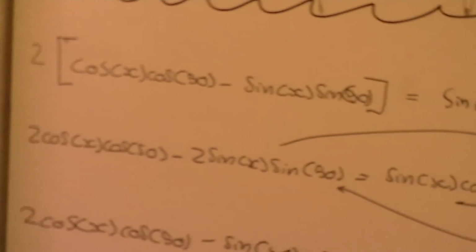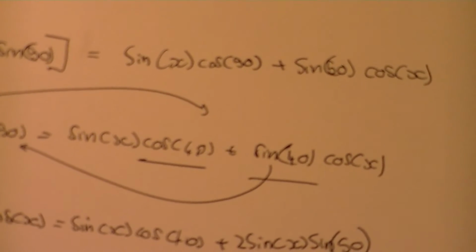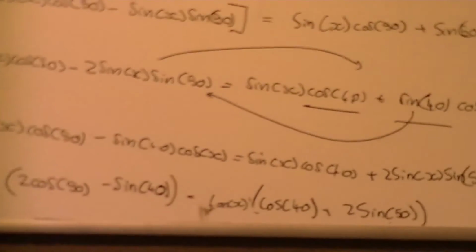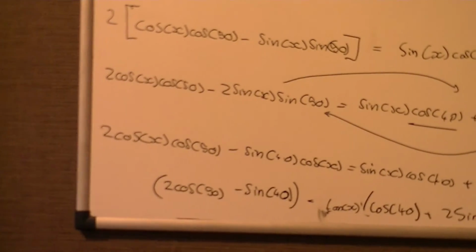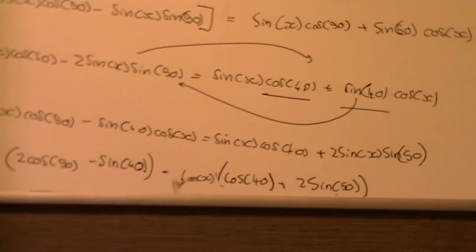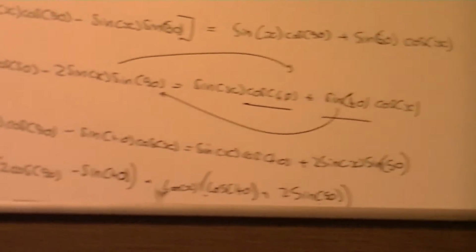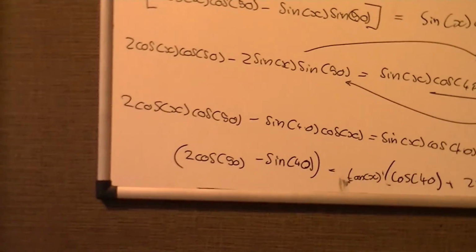So 2 cos x cos 50, take 2 sine x sine 50 equals sine x cos 40 plus sine 40 cos x. Now we take this over to the next line and we simplify as we did before. So the maths wasn't wrong. You follow the arrows, just switch them round as you did before. That leaves 2 cos x cos 50, take sine 40 cos x equals sine x cos 40 plus 2 sine x sine 50, because remember we've moved that over to the right hand side, which gives us plus 2 sine x sine 50. One more mistake as well.